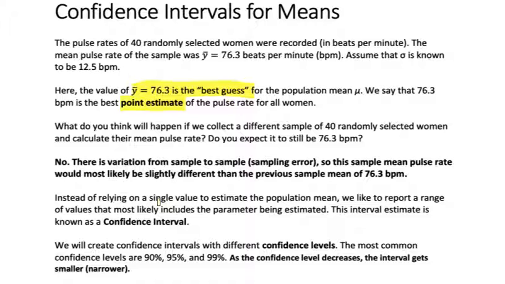So one thing that we can do instead of looking at the point estimate is report a range of values that we think the mean falls between. That allows us to give a little bit more information about our calculation. So instead of just saying we think the mean is about this number, we can say that the mean is probably between these two numbers. And that's what's called a confidence interval. It's an interval because it's two numbers that we think the mean falls between.